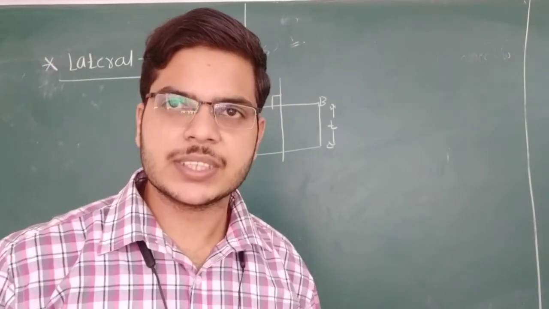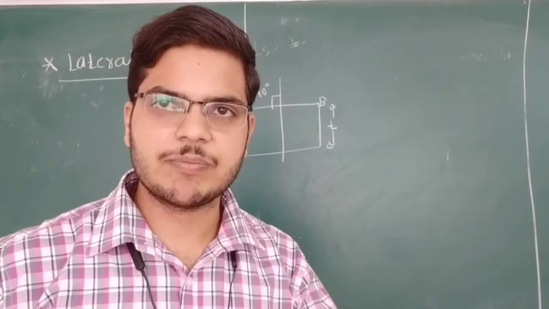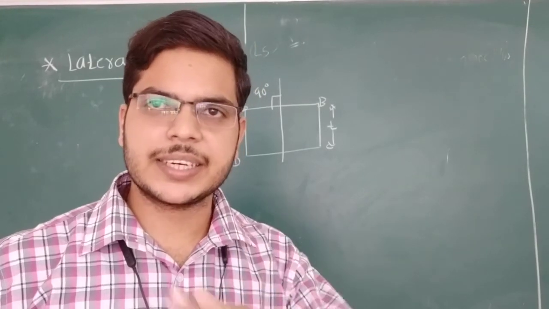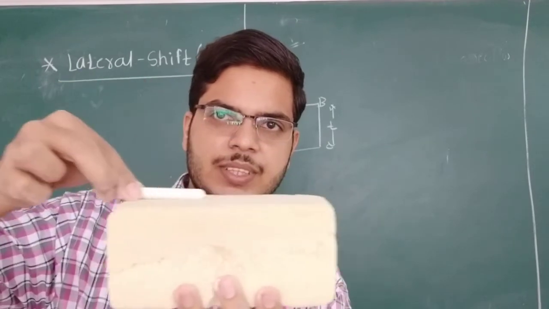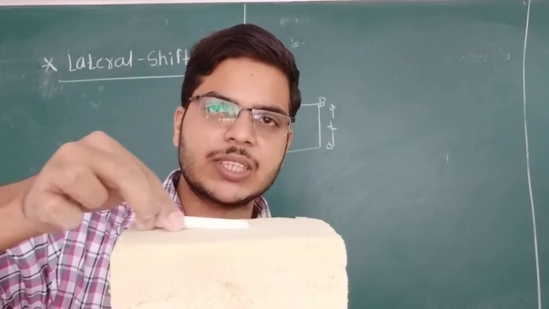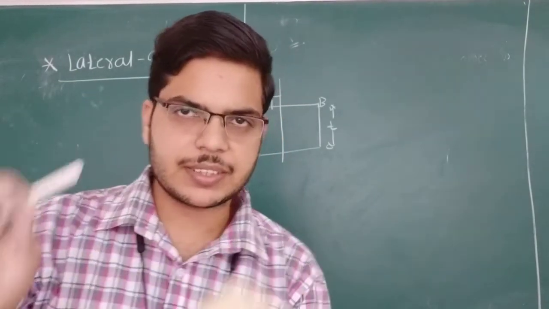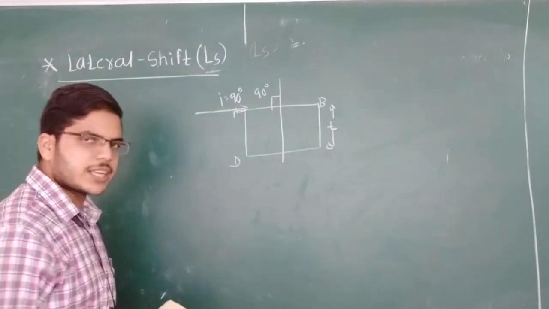This angle of incidence is called the grazing angle because the angle is 90 degrees. I am making the ray incident like this. This is called the grazing angle because it grazes the surface. Now, in this case, what will happen?